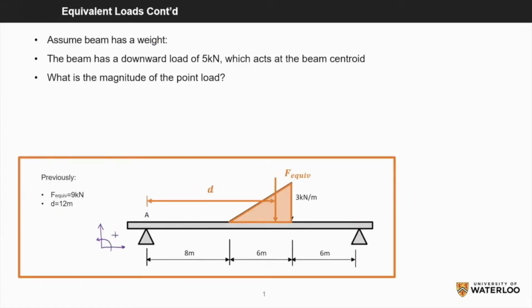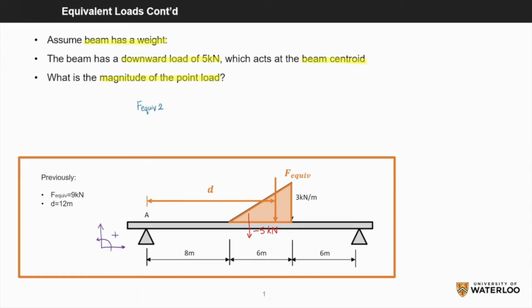We will consider an alternate scenario with the same right triangle and the same distances and forces, but add a weight to the beam. We will assume that the beam itself generates a downward load of 5 kilonewtons and it acts only at the centroid of the beam. With these conditions, now determine what is the magnitude of the point load, which consists of F equiv calculated previously and the beam weight. Pause the video here to try it for yourself.